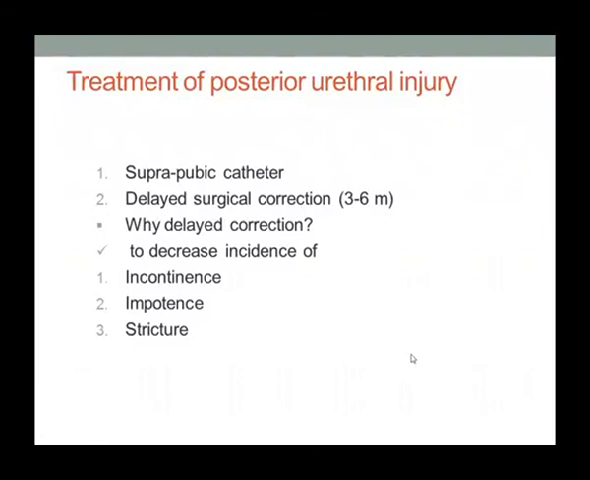Posterior urethral injury should be dealt with, as I said earlier, by suprapubic catheter, and you should plan for a delayed surgical correction, around 2 to 3 months minimum after the injury. If you try to operate early, you are likely to damage the sphincter and the nerve, which will end up with impotency, and rather than helping the patient, you are causing more tissue trauma and damage.